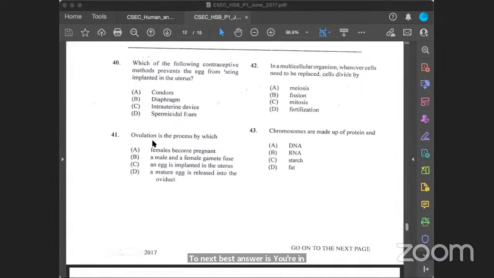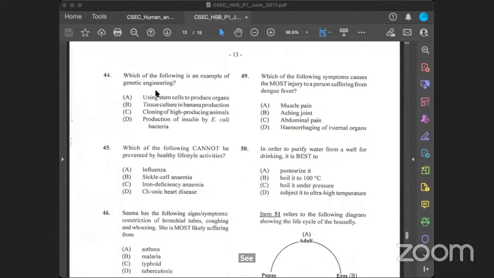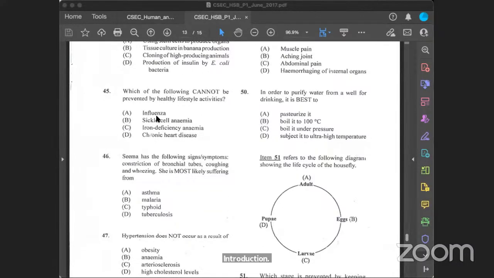Next. Ovulation is described by which? An immature egg is released into the oviduct. Good. In a multicellular organism, whenever cells need to be replaced, they divide by what? C. Mitosis. Good. A chromosome is made up of protein and DNA. The best example of genetic engineering is what? B. Insulin production in the bacteria.